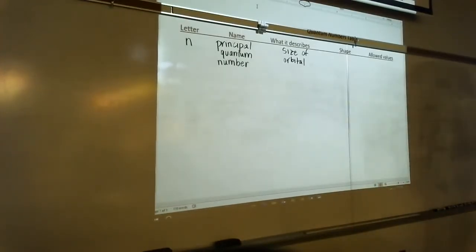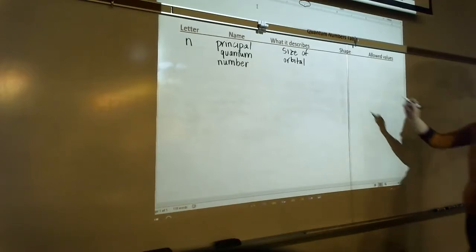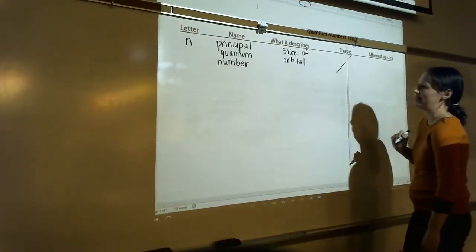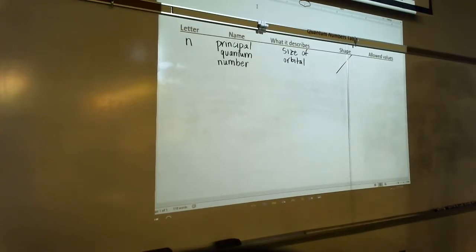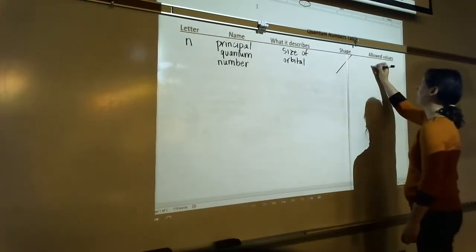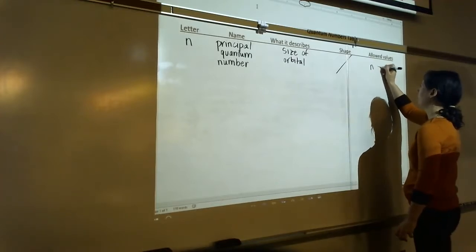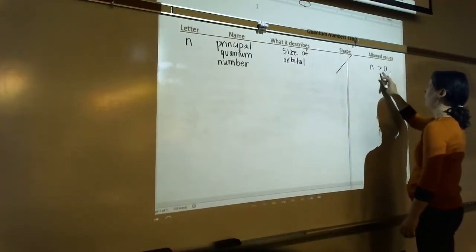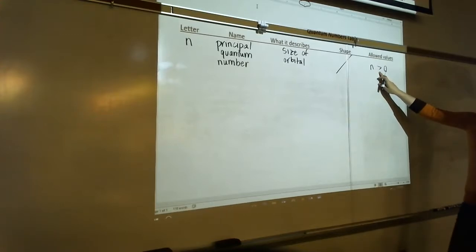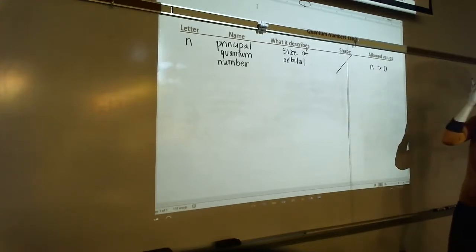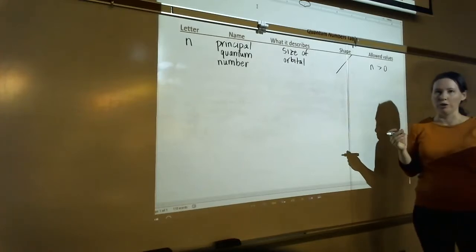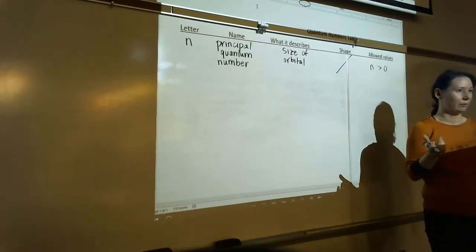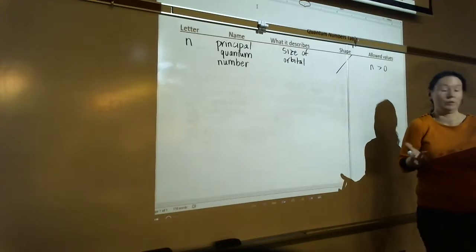Now for shape, you can just omit this one. It doesn't apply to n. And then the allowed values: n can be any whole number greater than 0. Not greater than or equal to, greater than 0. Why? Because can you have a circle with a radius of 0? No, that wouldn't exist, right?